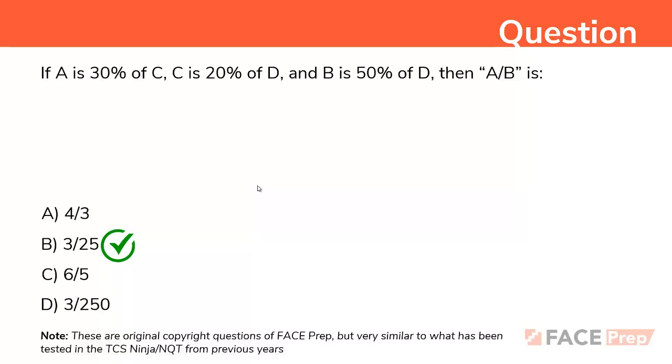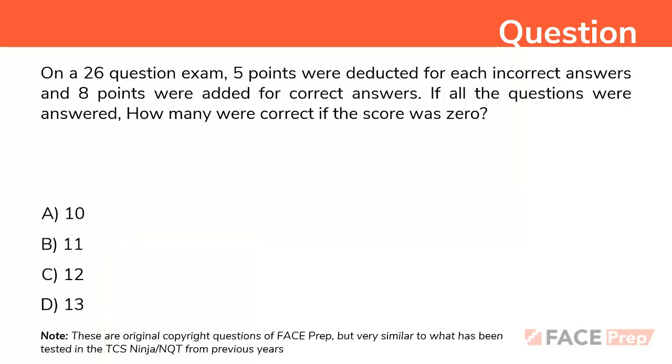Option B. Moving to the next question, it says on the 26 question exam, 5 points were deducted for each incorrect answer and 8 points were added for correct answers. If all the questions were answered, how many were correct if the score was 0? This question belongs to a very interesting topic. This can be solved if you know the art of solving equations. In order to build the equations, we need to figure out what the variables are first. This question, I repeat again, is very similar to a TCS Ninja question from last year.